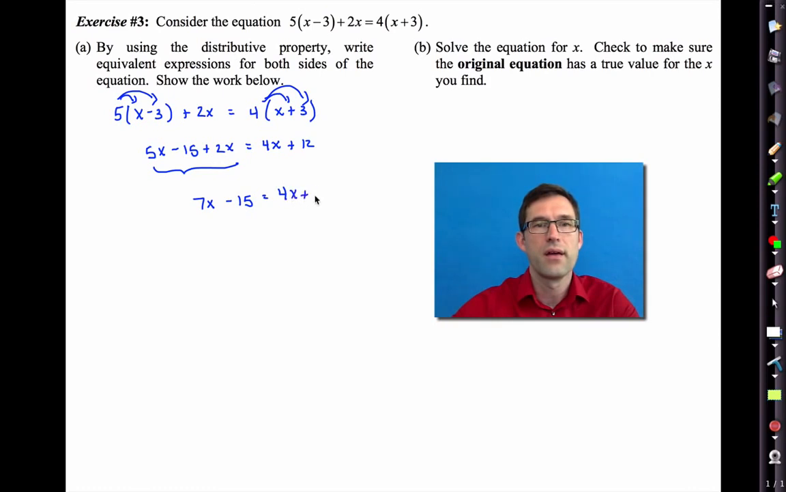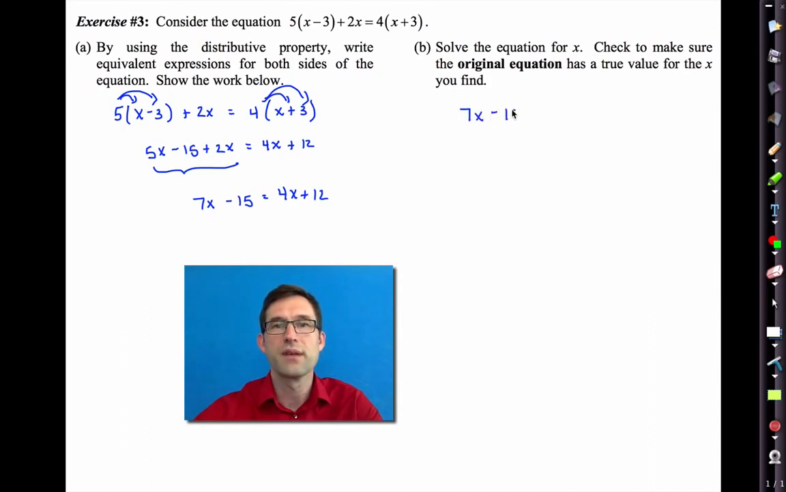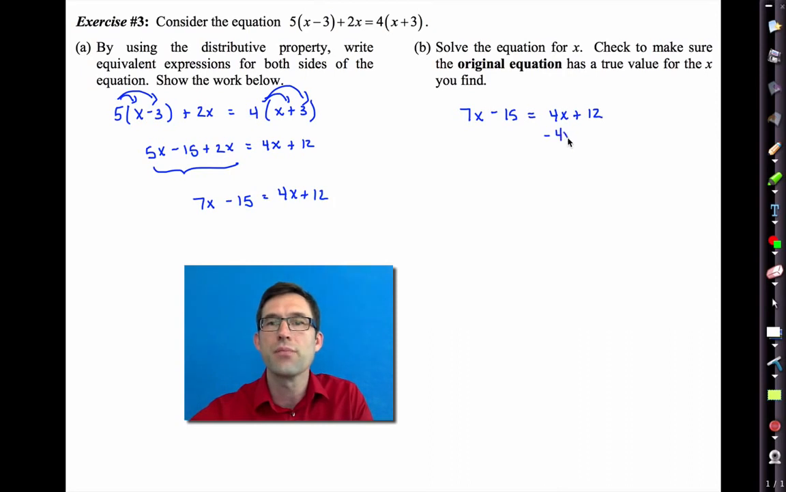All right. And now I'm sitting here. So I'm going to rewrite this up here. Okay, now, unlike other equations, here we have an x on both sides. So what we're going to do is use the property of equality that says that we can subtract the same thing from both sides of the equation and still have something that's true. So 7x minus 4x will give us 3x minus 15. And then, of course, 4x minus 4x is just 0, so we end up with 12.